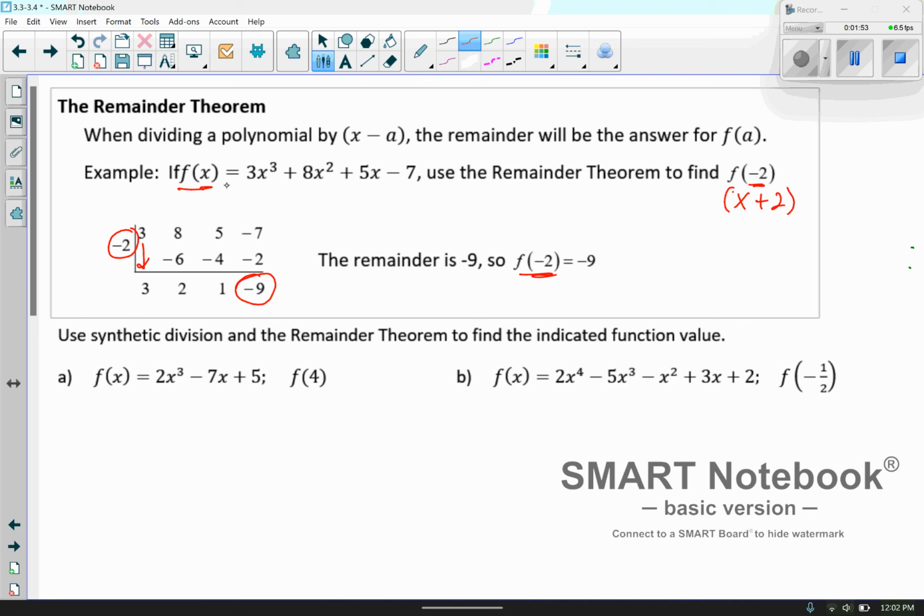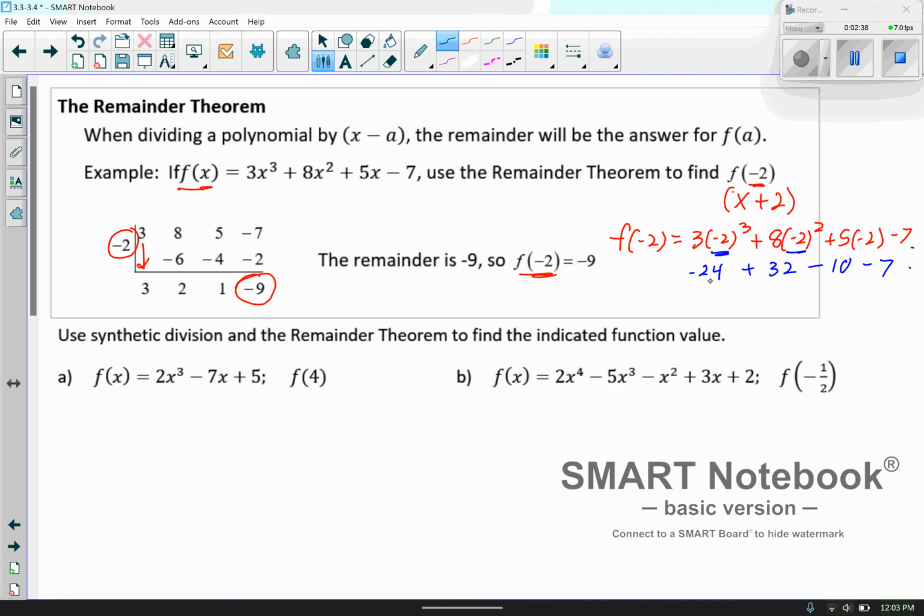I'll go ahead and prove it to you real quick. If we do f of negative 2, that would be equal to 3 times negative 2 to the power of 3, plus 8 times negative 2 squared, plus 5 times negative 2, and then minus 7. Negative 2 to the power of 3 is negative 8, and negative 8 times 3 is negative 24. Then negative 2 squared is positive 4, and 4 times 8 is 32. And 5 times negative 2 gives us minus 10, and then we have that minus 7.